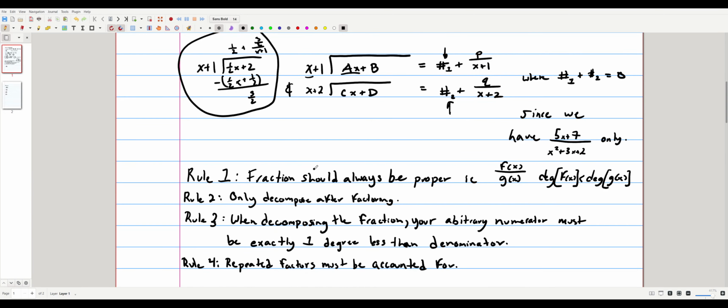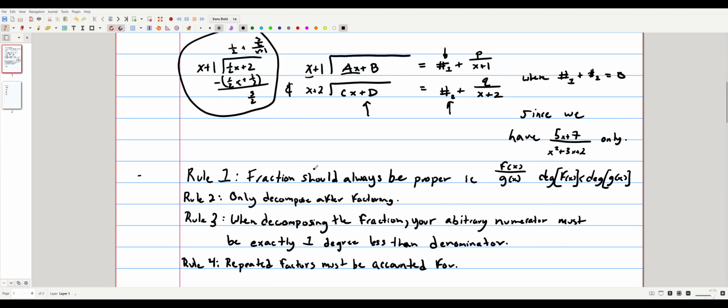So the first rule is that you should always make sure the fraction you're starting with is proper. What we mean by that is that the degree of the polynomial on top must be less than the degree of the polynomial on bottom. So this is saying, to the right here, the degree of f of x must be less than the degree of g of x. If it's not less, then you need to do long division before you start trying to break up any of these fractions, okay?